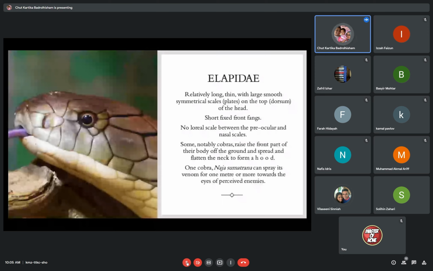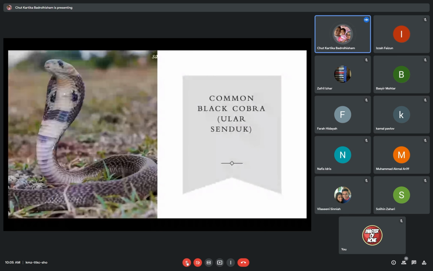So common Elapidae in Malaysia: common black cobra, ular senduk, king cobra, tedung selar, banded krait, ular katam belang, Malayan krait, ular katam batu, blue Malayan coral snake and banded coral snake. So these are the pictures I'm going to show: ular senduk, ular tedung selar, ular katam belang, ular katam bertebu, ular pantai biru-biru and ular pantai belang.